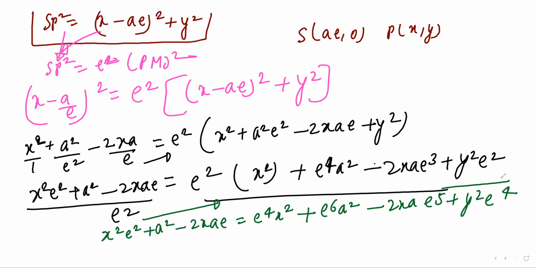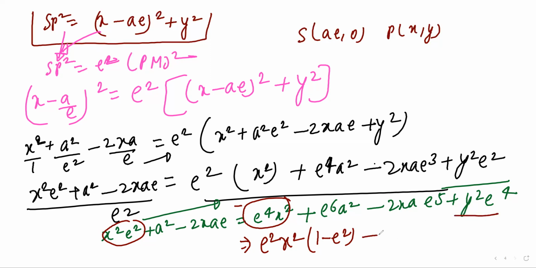Yes, sir. Okay. So now take the x variable on one side, all the variables on the side. You can observe here x² in this term and this term. So take e²x² as common. So remaining is what? Remaining is 1 minus e² only, because this will become minus now. So here minus will be remaining, right? Next is y². Where y² is there, take it on the left, so it will be y²e⁴.